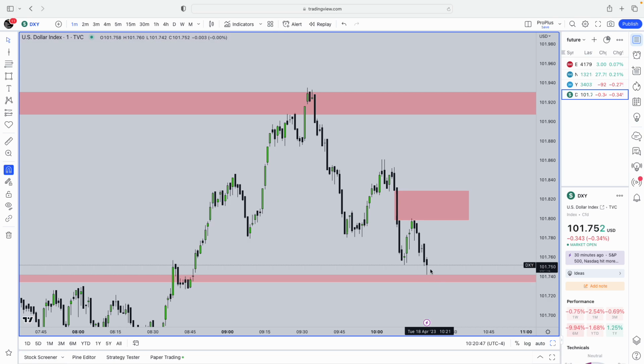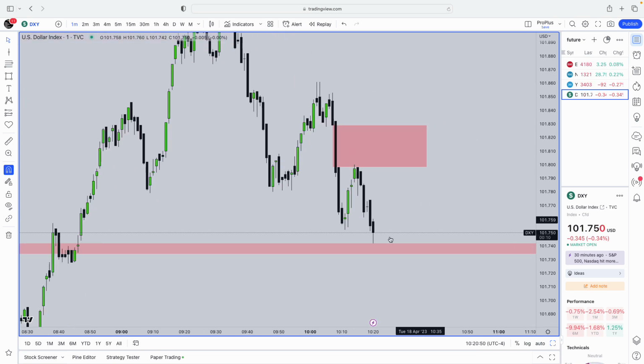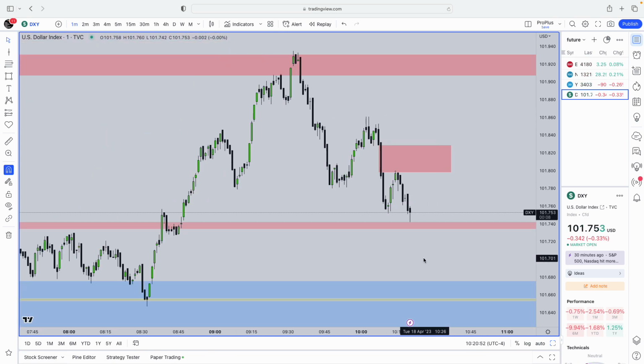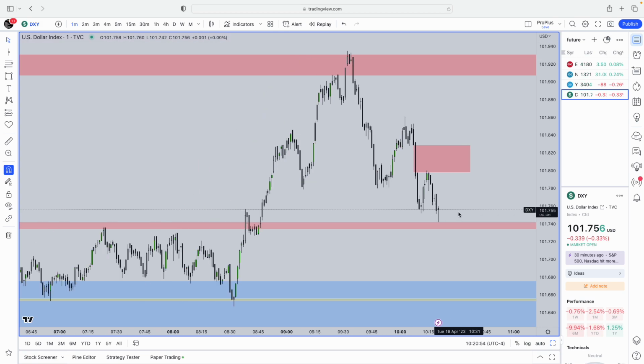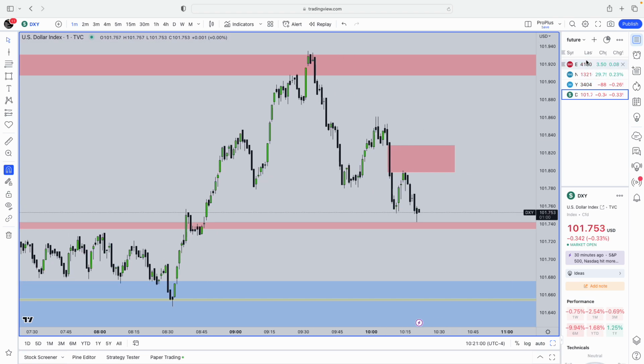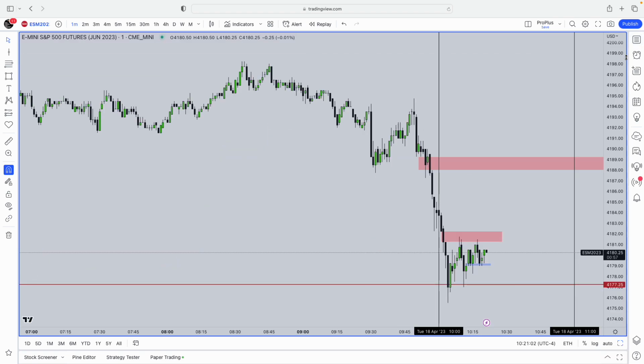So it's tapped into this now, see how it reacts here. I want to see it just close through there. Don't want to see it play around here because then it will show that it's got support here. And then it could pull back up higher, taking out these highs potentially, which would then send ES lower.